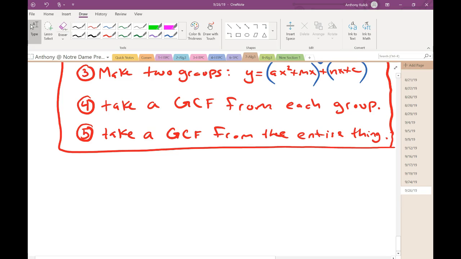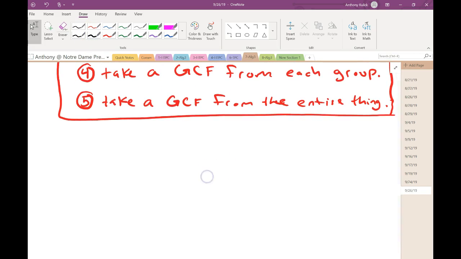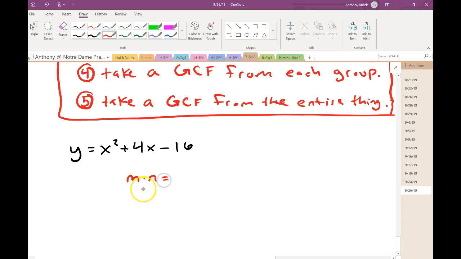So, okay. Let's return to our example that I had written here before. The first thing I want to do is find the two numbers, m and n, that multiply to give me a times c. What is my value for a here?